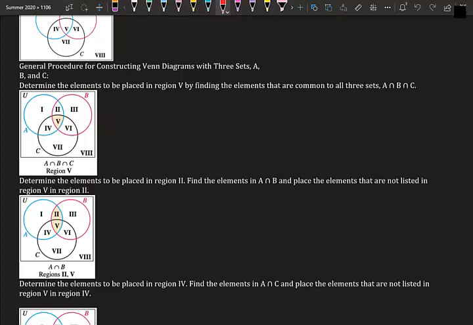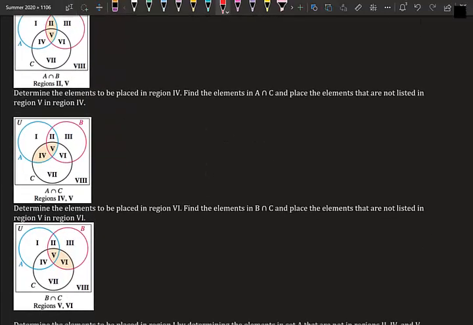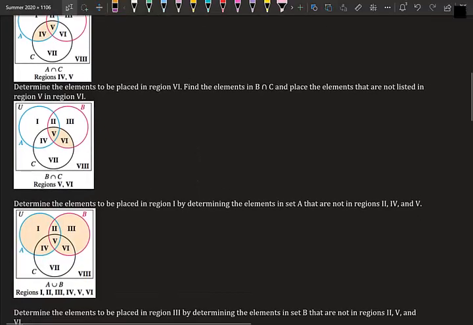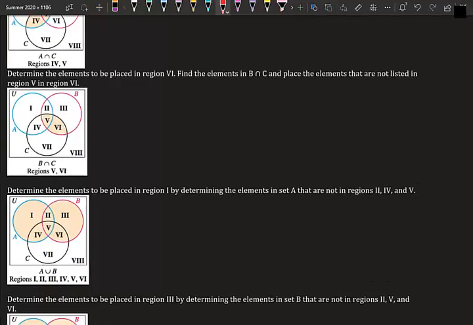So the middle, when V is shaded, which is 5, remember that's a 5 in Roman numerals, that's A intersection B intersection C. That's where everything connects, where everything has in common with A, B, and C. We have region 2 and region 5, that's where A and B meet. Region 4 and region 5 are where A and C meet. Region 5 and region 6 are where B and C meet.